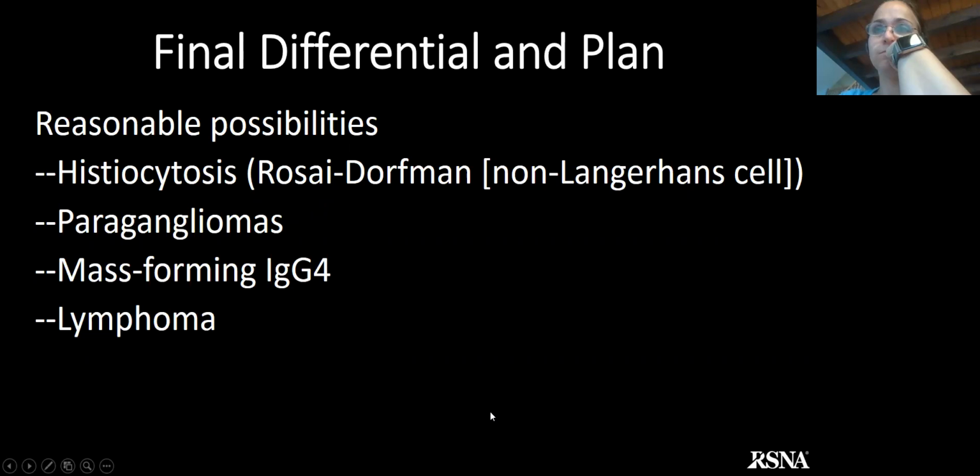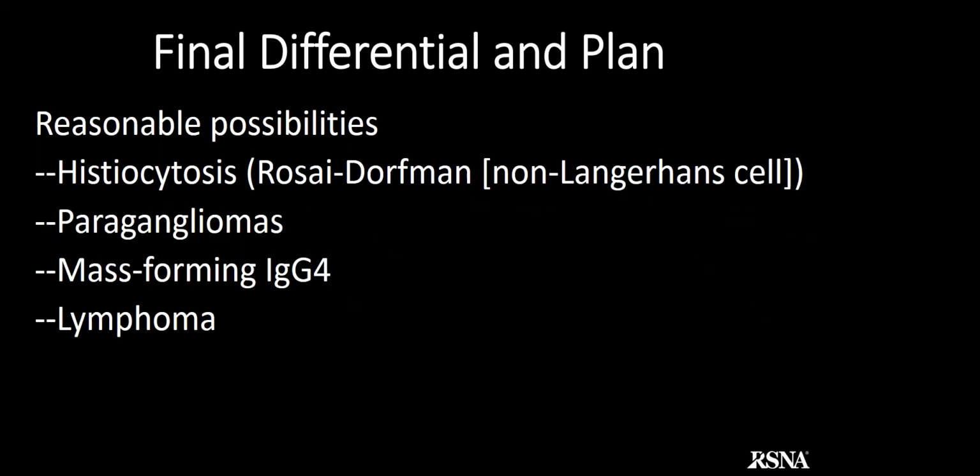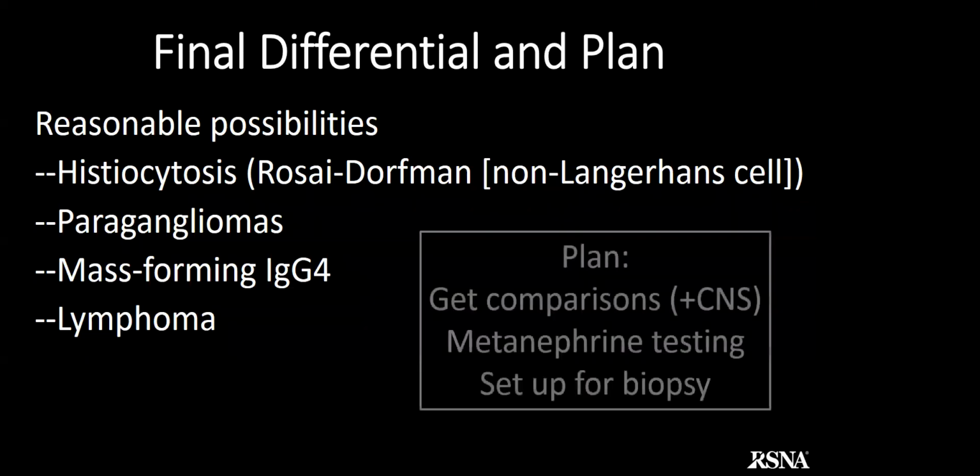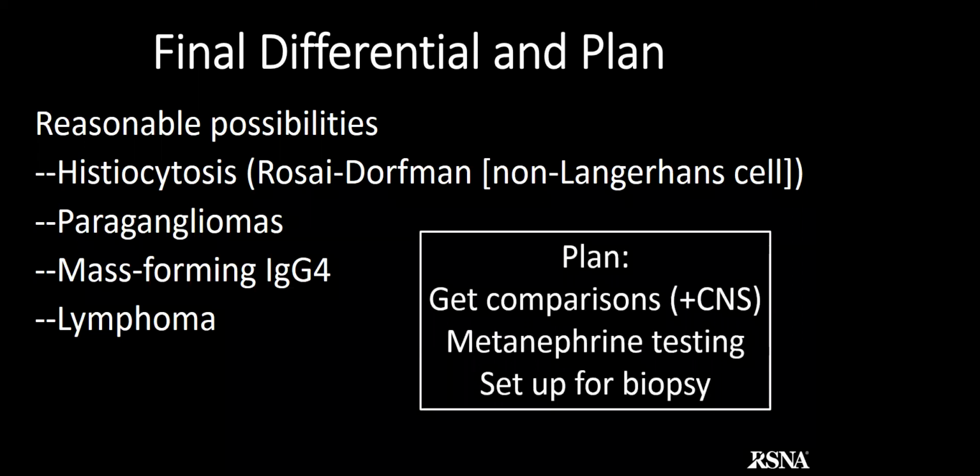Do they get seizures? They can get CNS manifestations, and I actually sent the case kind of blind to one of my neuro people, and I said, what's the most likely diagnosis? And he came back with non-Langerhans cell, which is Rosai-Dorfman is under that umbrella. Yeah. So we were kind of both in the same general area. So I think that's a reasonable chance as to what it is. And then my plan would be to get comparisons, look at the CNS, and then do metanephrine testing. So if it is a paraganglioma, I don't hurt the person, then just biopsy it.